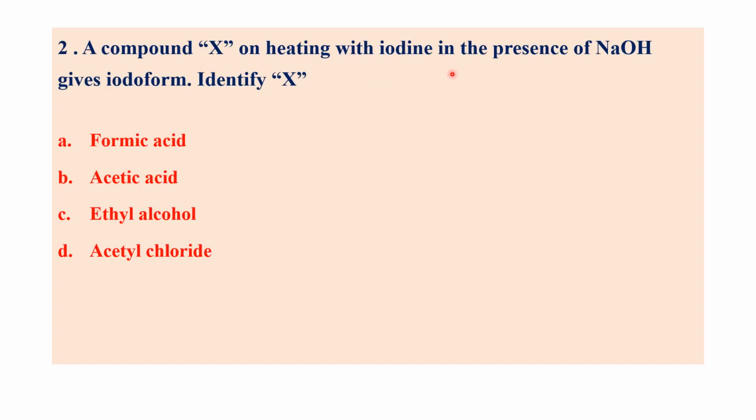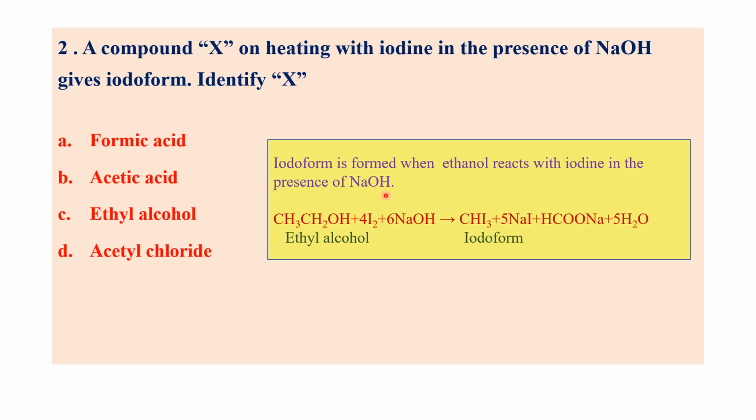A compound X on heating with iodine in the presence of sodium hydroxide gives iodoform. Identify X, whether it is formic acid, acetic acid, ethyl alcohol, or acetyl chloride. There are two methods for the preparation of iodoform. When ethanol reacts with iodine in the presence of sodium hydroxide, iodoform will be produced. The second method is when acetone reacts with iodine in the presence of aqueous sodium carbonate, it will produce iodoform. Now here sodium hydroxide is given, and among the options there is no acetone. So in the presence of sodium hydroxide, ethyl alcohol reacts with iodine and produces iodoform. So the answer is ethyl alcohol.